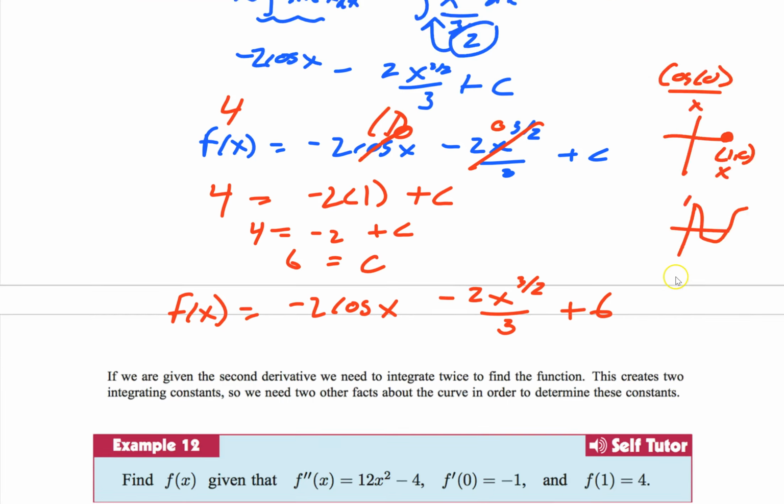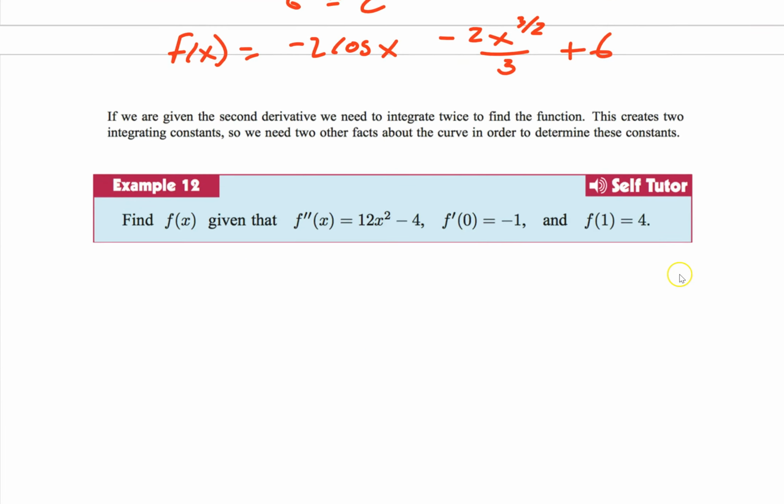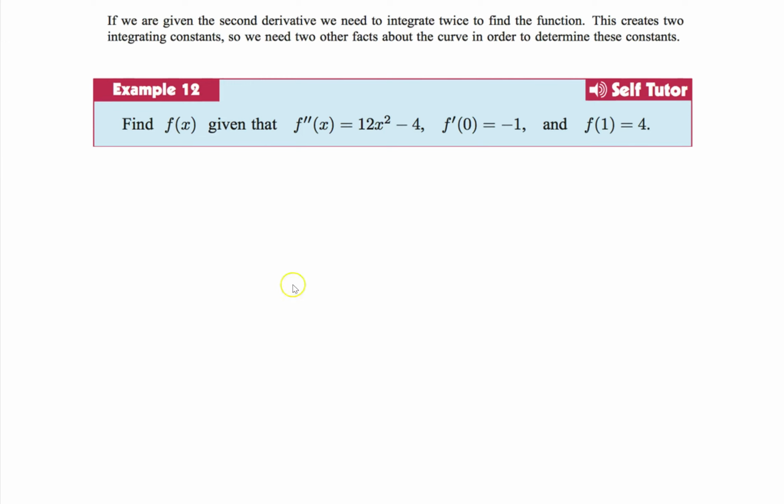Okay, one last problem. Now this is the same concept, it's just the fact that notice they give us the second derivative. They had to go back to the original function, so we have to go up twice. We have to integrate twice. And notice they give us 2 points. So basically we're going to do the same thing we just did, just 2 times, because you got to go back to the original function. So that's the kind of process.